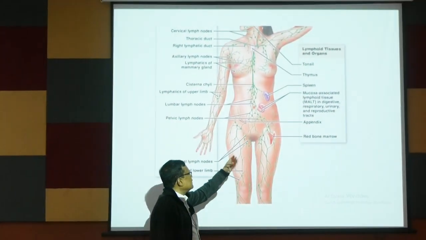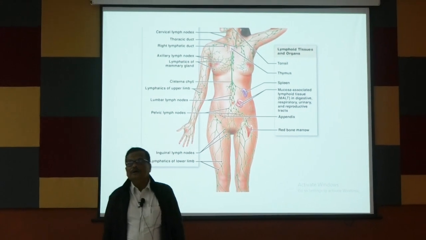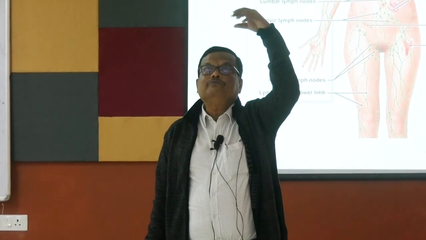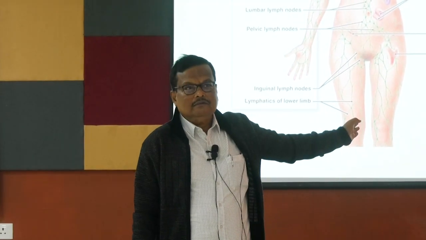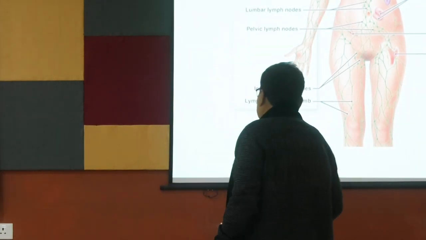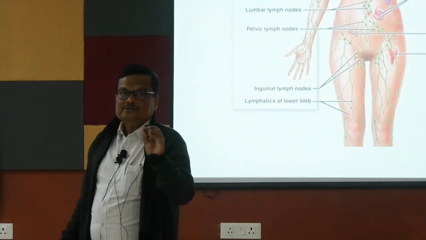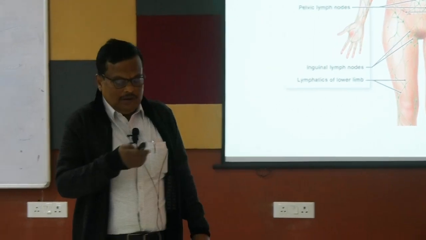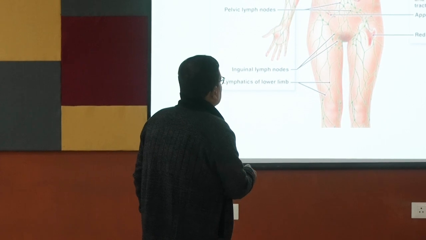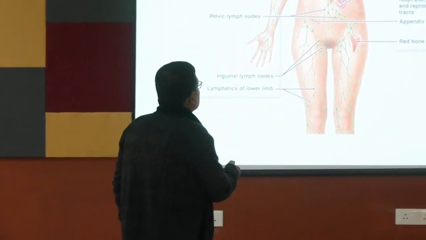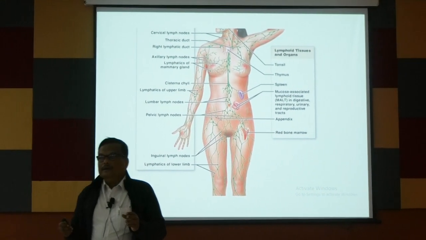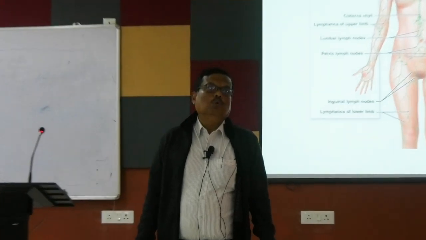So look, these are nothing but look like a train line. If you take a drone picture, the train lines look like that. And in train lines, there are some stations. Some larger stations, some small stations. Similarly, this lymphatic system has got some stations. And some of these stations are called lymph nodes.